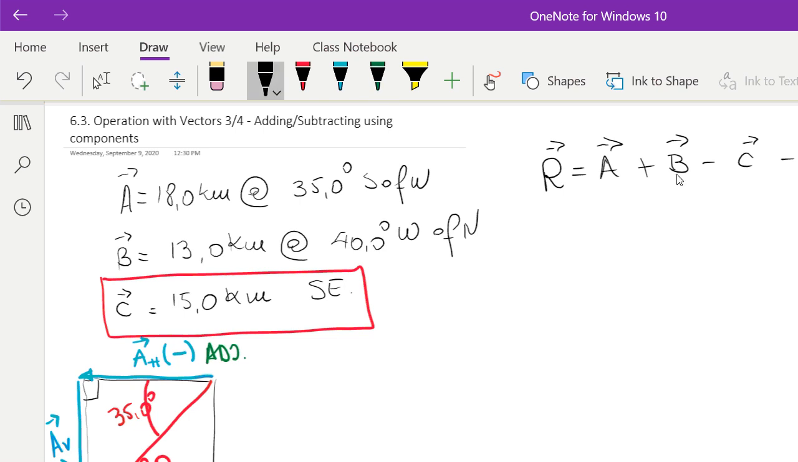If we take a look at the other one, it's west and north. The other vector, west and north. So we'll have a vector that has a magnitude of 13 kilometers. And the angle with the north axis is 40 degrees. So then we create the right angle triangle that includes the given angle, so the right angle triangle is with the north axis.